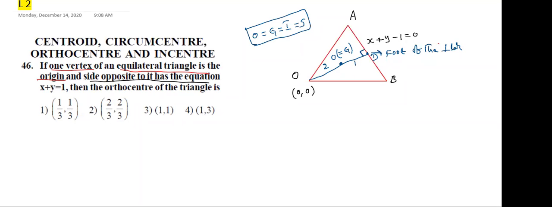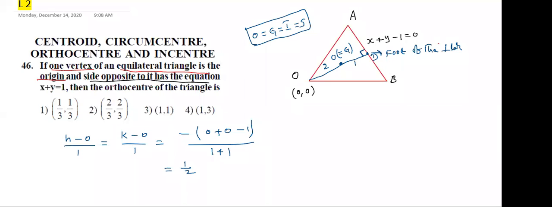First, the foot of the perpendicular from the origin to the line. Apply the formula for the foot of the perpendicular: h minus 0 by A, where A value is 1, equals k minus 0 by B, equals minus (Ax1 plus By1 plus C) by A square plus B square. Here see the calculation, we get 1 by 2. Here h is equal to k. So finally, the point D, h comma k, is 1 by 2 comma 1 by 2.